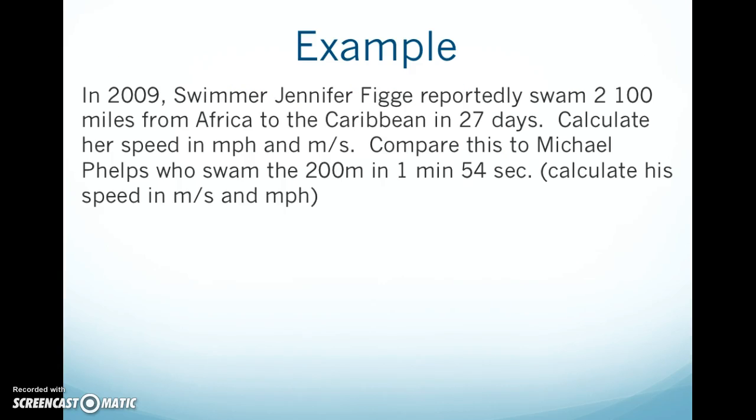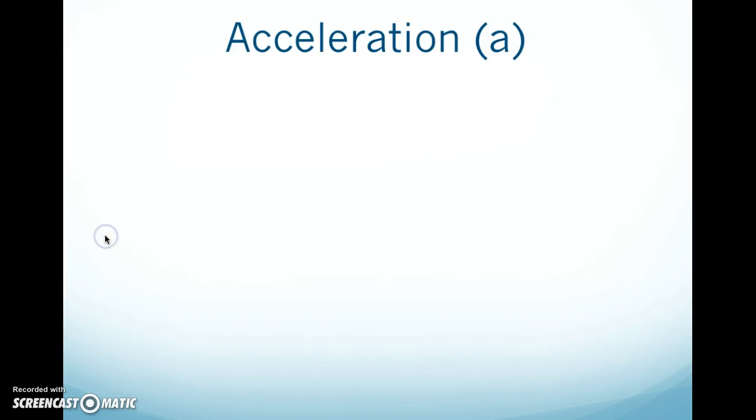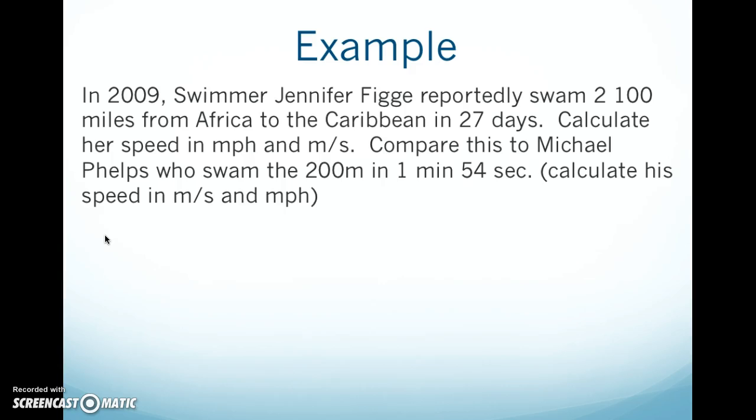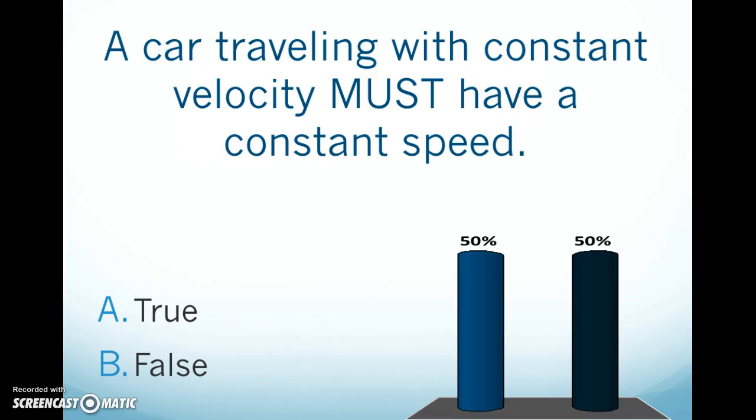So we have an example here. In 2009, we had a swimmer who reportedly swam 2,100 miles from Africa to the Caribbean in 27 days. Calculate her speed in miles per hour and meters per second, and compare this to Michael Phelps. So if we assume that she swam, let's just say, 10 hours a day. So she was doing, oops, I need to back it up and get a pen.